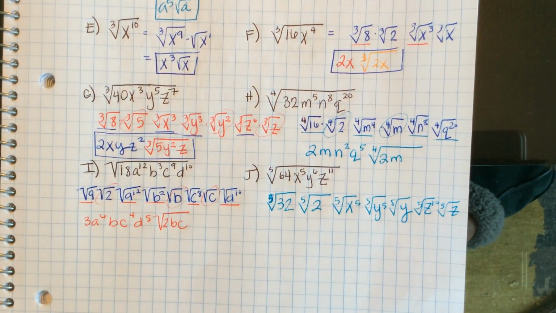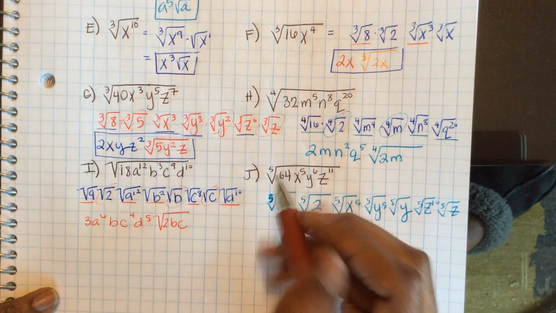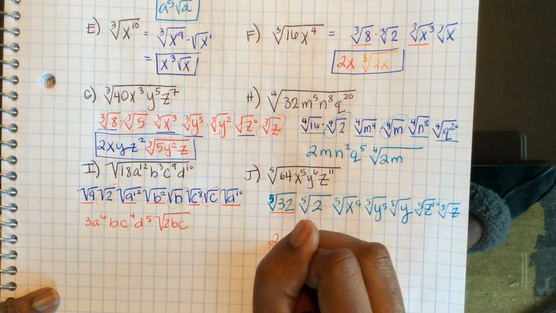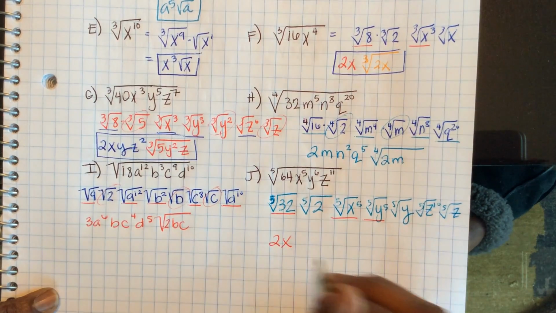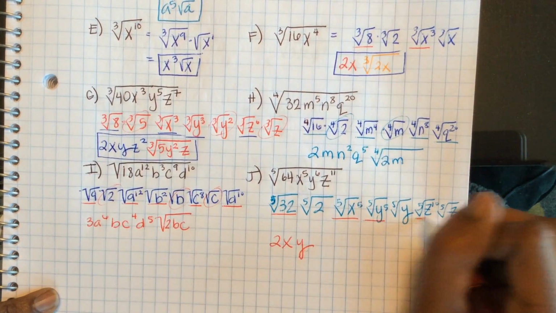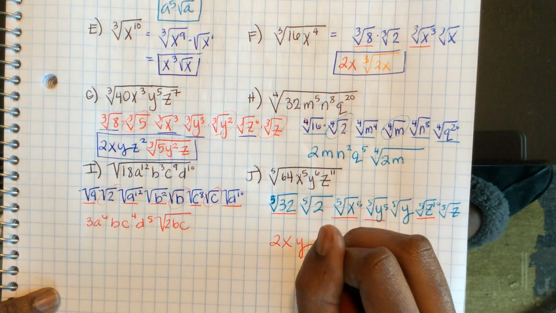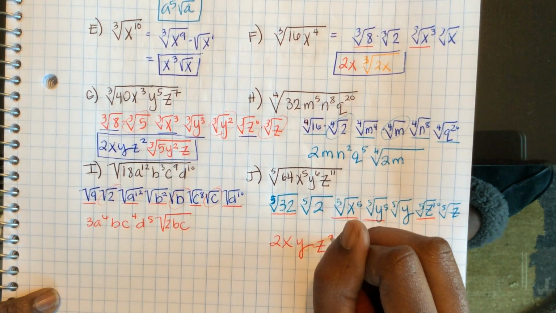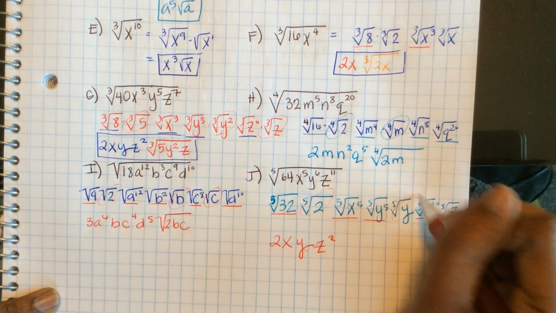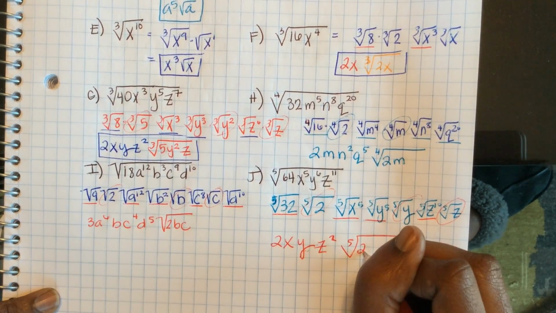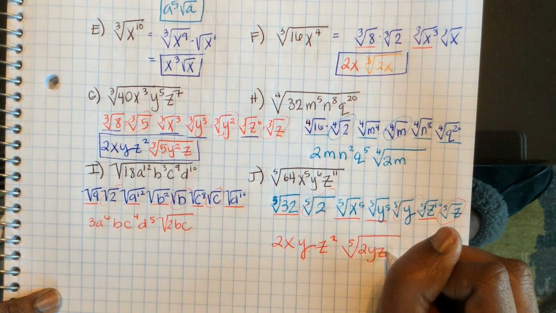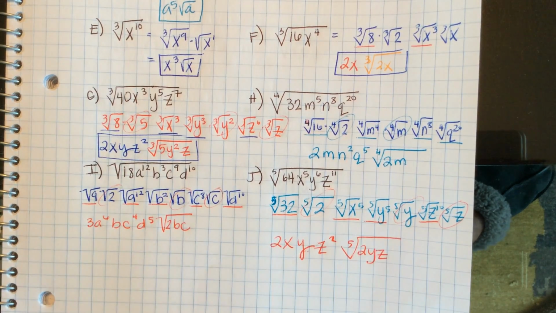So now let's simplify the perfect fifth roots. The fifth root of 32 is 2. The fifth root of x to the fifth is x. The fifth root of y to the fifth is y, and the fifth root of z to the 10th is z squared. Now all these non-fifth powers are left in your fifth root, 2yz. So we will practice simplifying nth roots tomorrow.